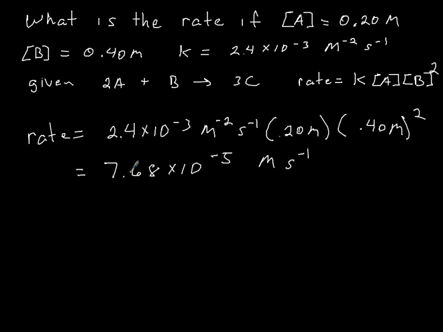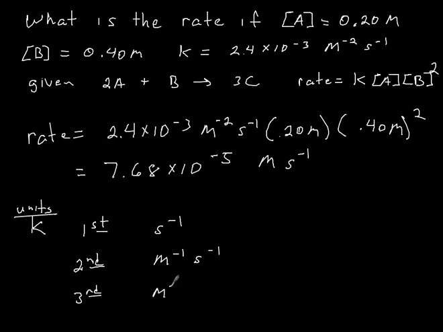Now that brings me to some points about the units of K, the units of the rate constant k. Okay? And so if it is a first order reaction, overall order is first order, the unit of k is inverse second. If it's a second order reaction, the unit of k is inverse molar, inverse second. If it's a third order overall reaction, then it's inverse molar squared, inverse second.